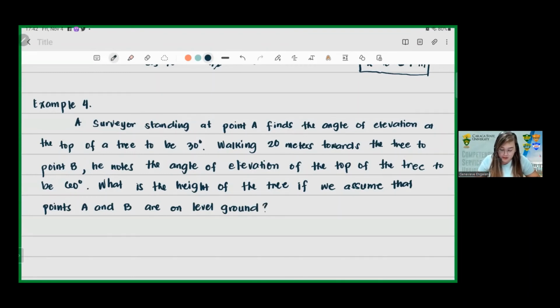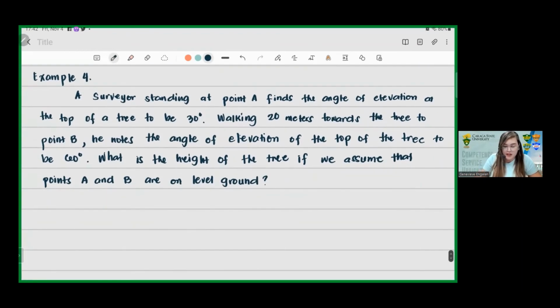Katong sabton ang problem. Okay, ang surveyor daw is standing at point A, finds the angle of elevation of the top of the tree to be 30. So pasabot na kay 3 dire. Okay.